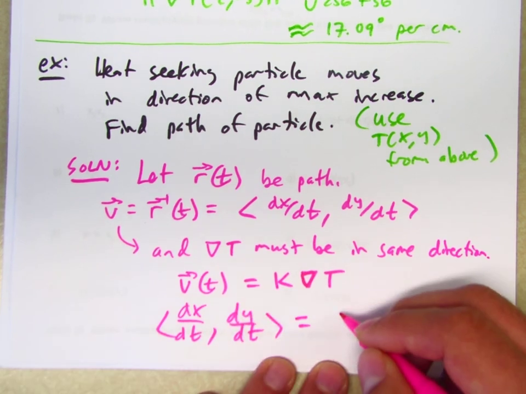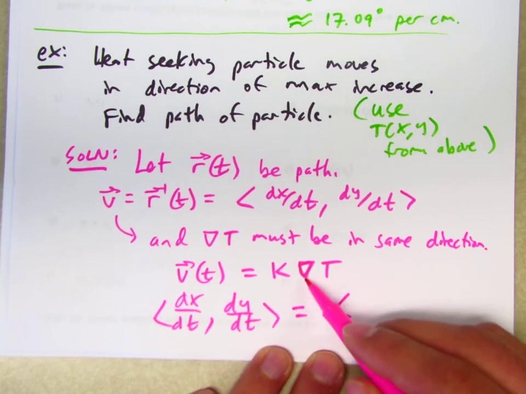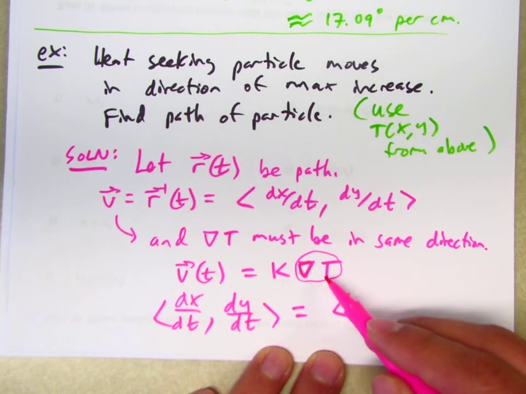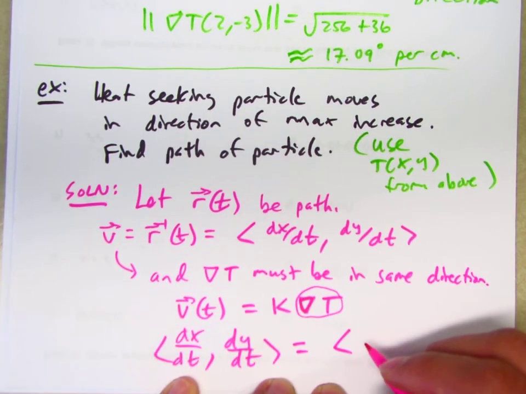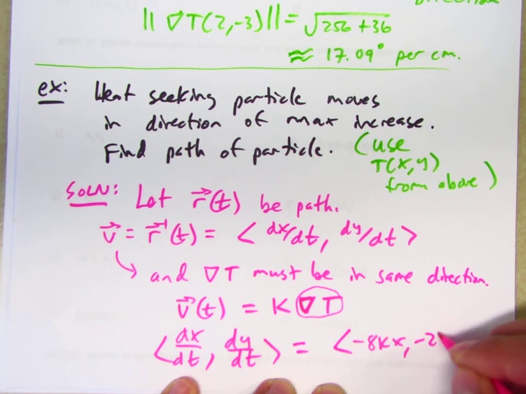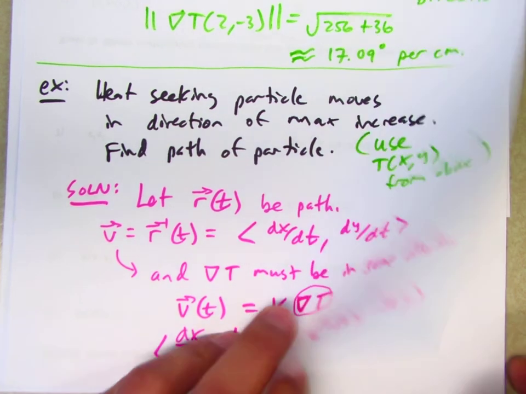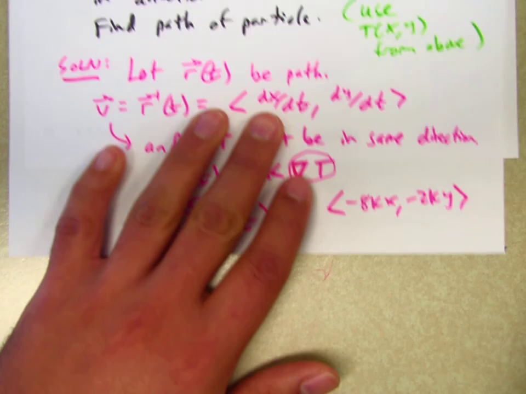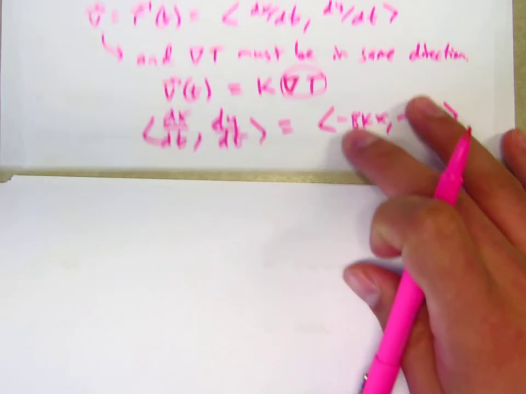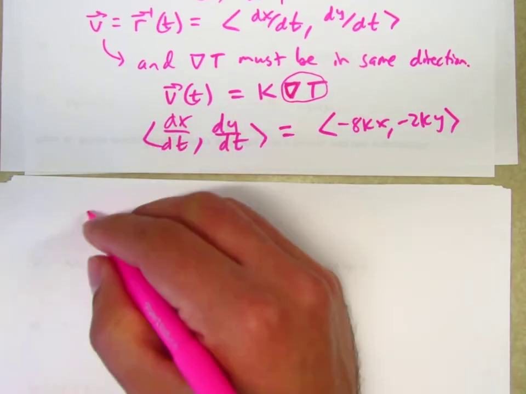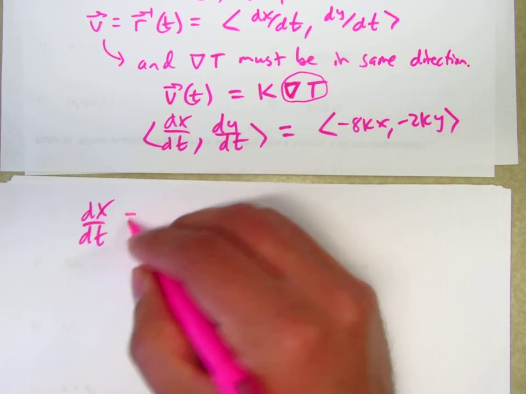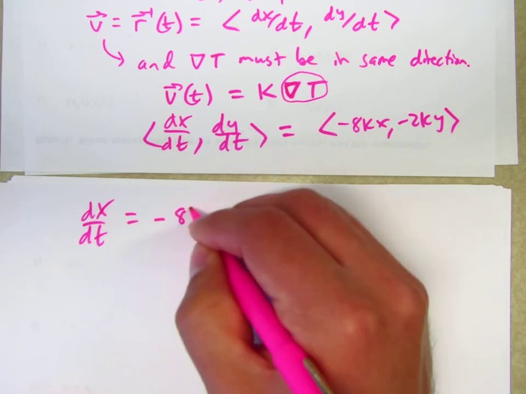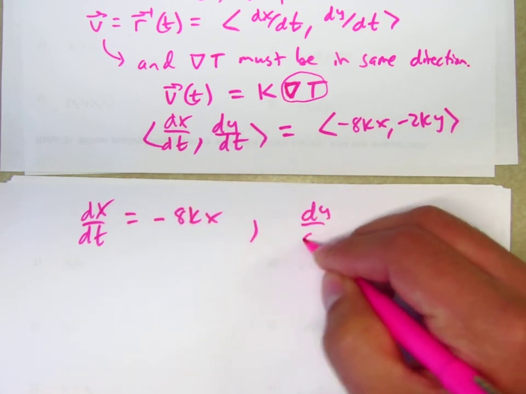And over on this side, remember we found the gradient earlier. It was negative 8x, negative 2y, but now we have a constant in there. And so that's going to be minus 8kx and minus 2ky. Okay, so far that's what I know. And from there, I can go component by component. I could then say, okay, well then that means dx/dt has to equal minus 8kx. I also know that dy/dt has to equal minus 2ky.